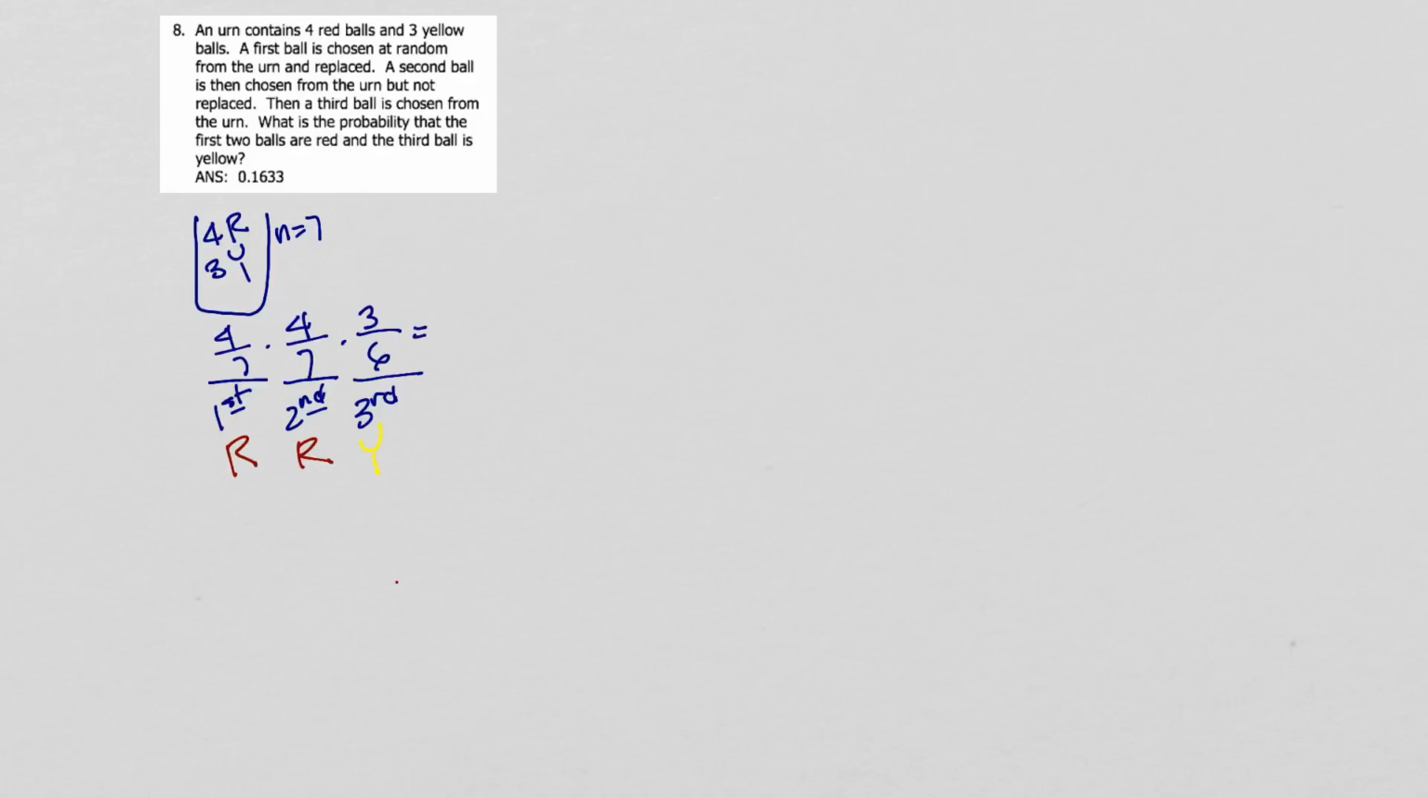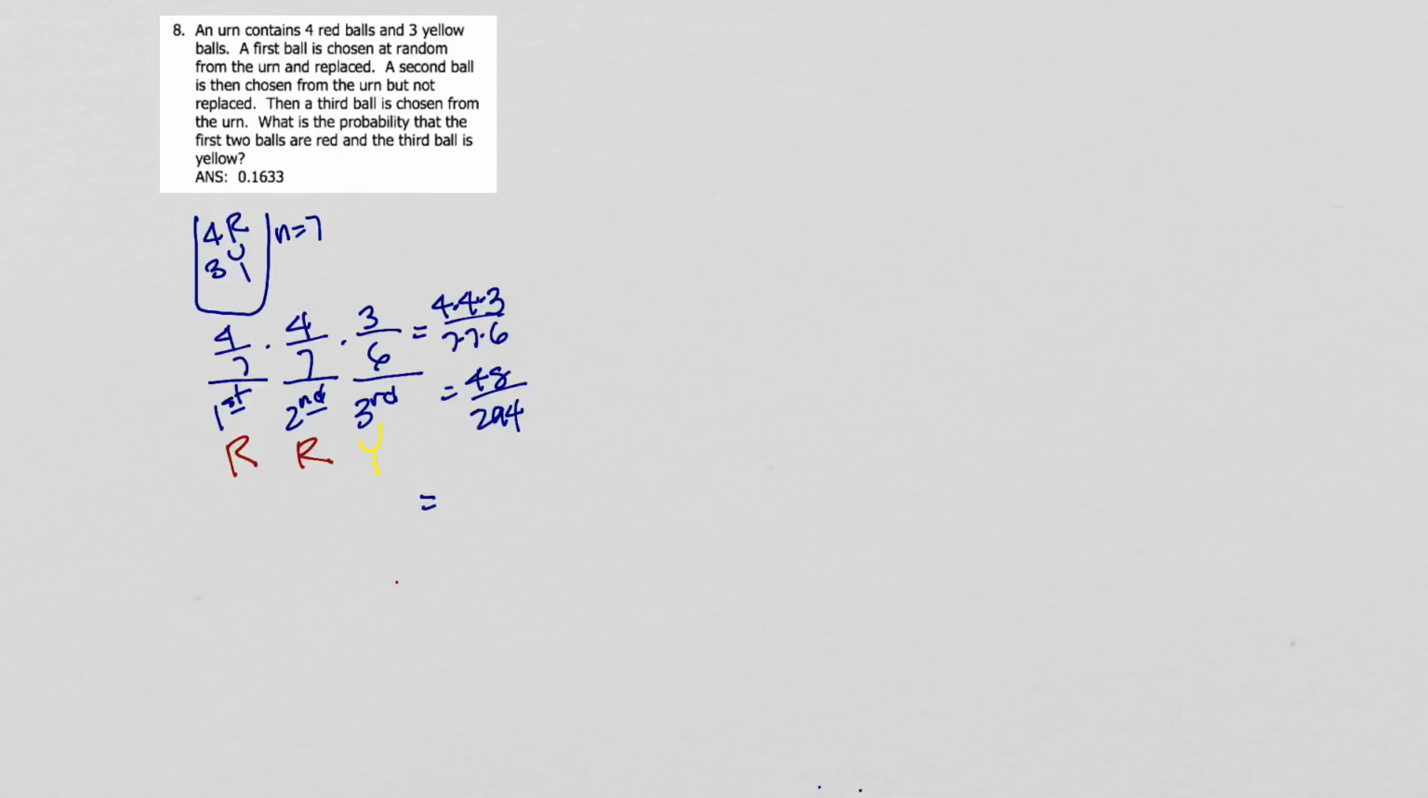So we're going to multiply these together. So we're going to get 4 times 4 times 3 over 7 times 7 times 6 equals, and that's equal to 4 times 4, 16 times 3 is 48. And this 7 times 7 times 6, I don't know what that is. That's 294. So let's convert it to a decimal.